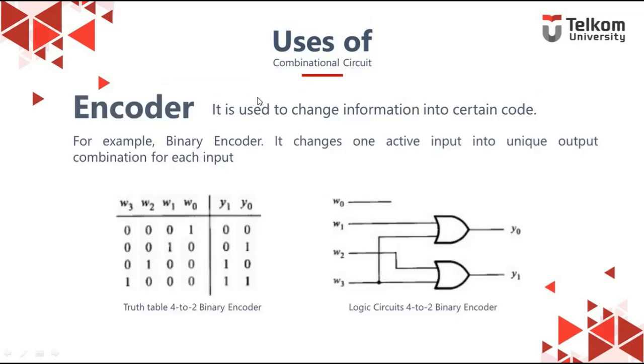Okay, let's start from encoder. Encoder is a combinational circuit used to change information into certain code. For example, binary encoder, it changes one active input into a unique output combination for each input. The characteristic of encoder, there are more input than the output.